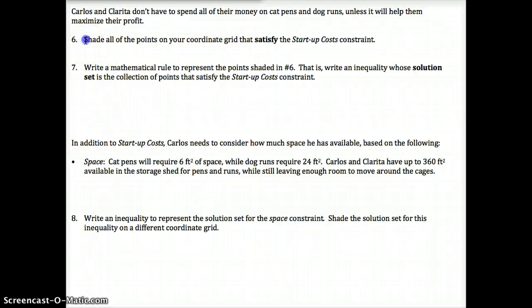Number 6 says you need to shade all the points on the coordinate grid that satisfy the startup constraint. So that graph that has those 15 points plus that line drawn should also have some shading on there, and I'm going to tell you it should be below the line at this point. Then for number 7, you should write a mathematical rule. So I should see an inequality or an equation down here. Okay? It even says, write an inequality, so that should be an inequality down here. Okay.